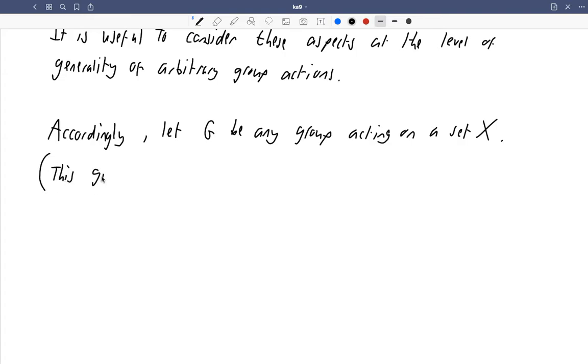So this gives us an action function. We have an element of the group, and given an element of the group and an element of X, we get back an element of X, which one understands as kind of, as I said, translating the element of X according to the element of the group. So I'm hoping that you are familiar with the notion of group action.